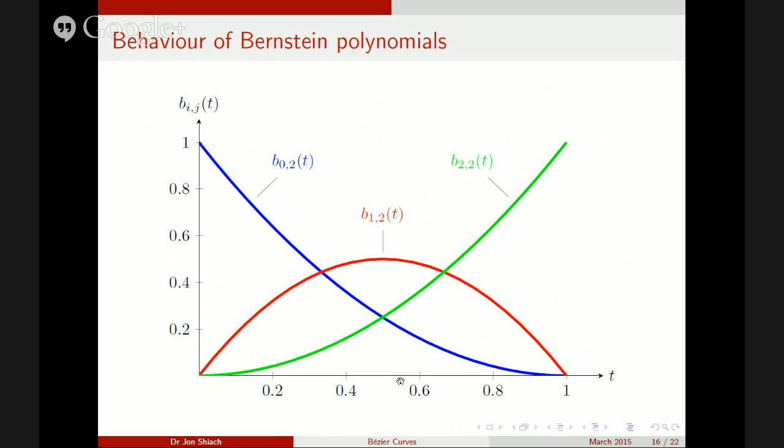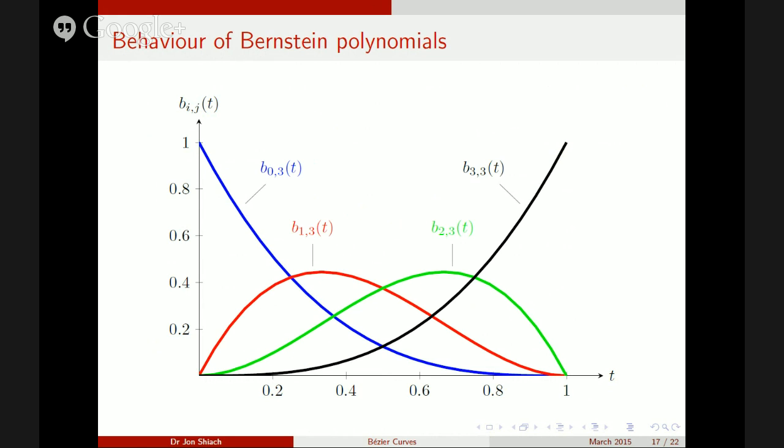So when we're in the middle, when t is a half, we can see that it's the second control point which has more effect on the position on the Bezier curve. And as t gets towards 1, we can see that it's the last control point that has more of an effect, and the other two have less of an effect. So that's what's happening. That's quadratic Bernstein polynomials.